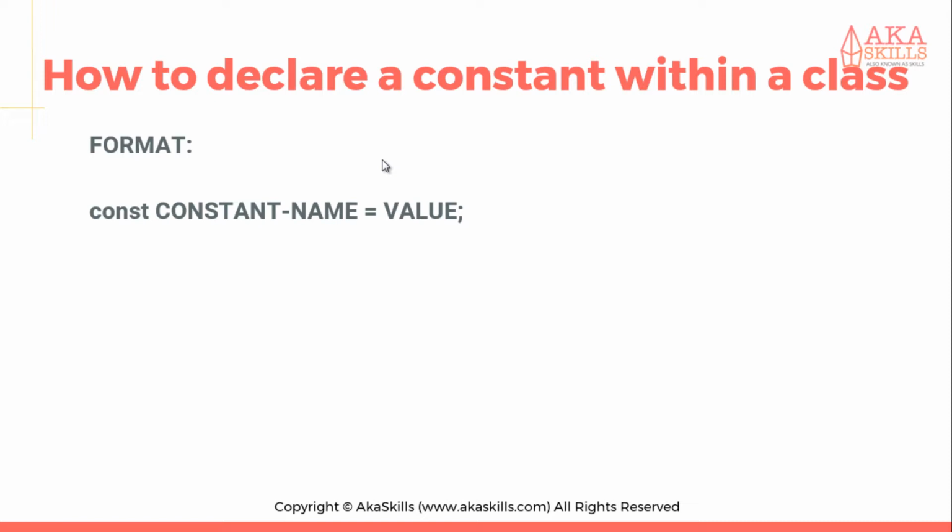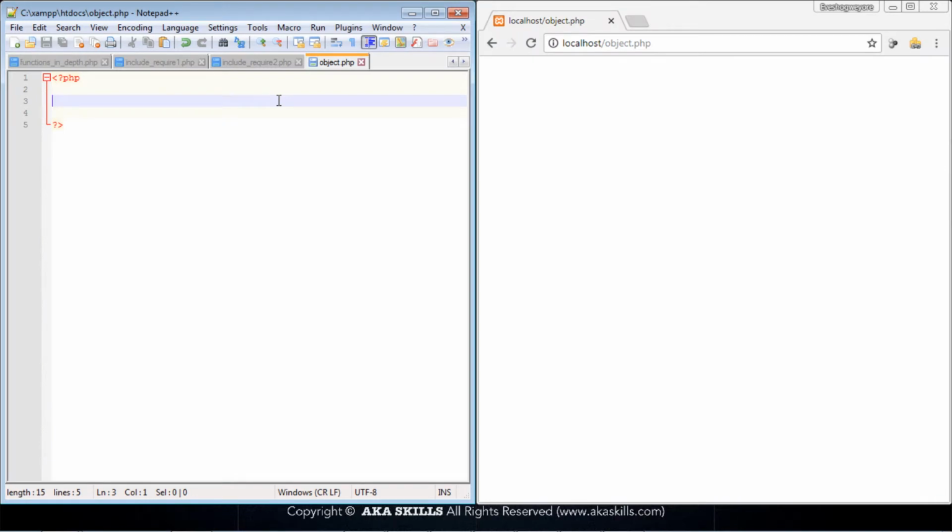I like calling it const, if you may, and this will be followed by the constant name, all in uppercase, then equal to, and then you assign it a value. Now let us see this in action in this code, as I'm about to rewrite a program I've written before, but this time around we want to do it within a class.